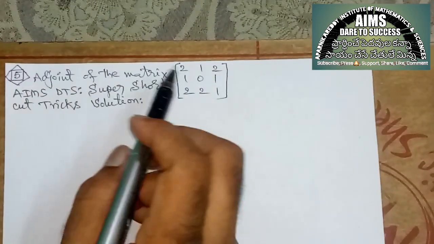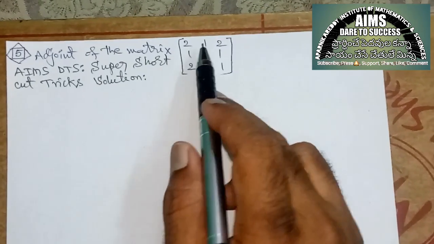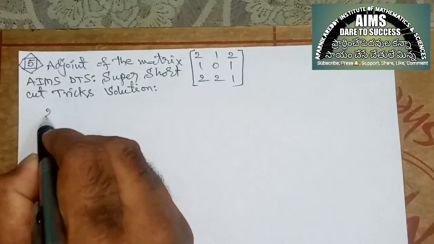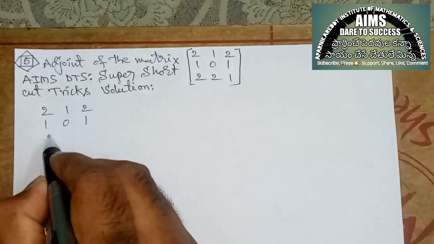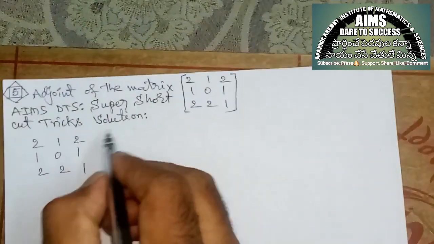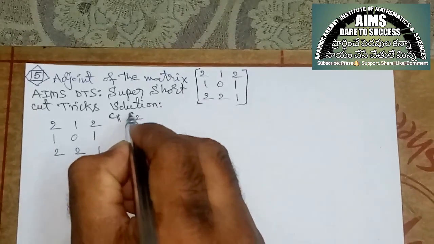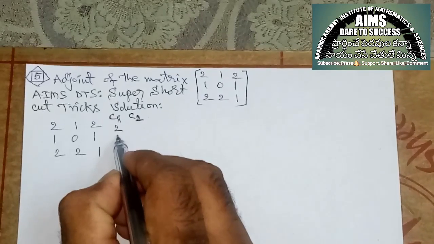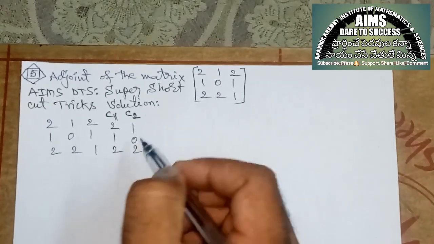My dear friends, one more question. How to find the adjoint of the matrix 2 1 2, 1 0 1, 2 2 1. I want to write it as it is: 2 1 2 1 0 1 2 2 1. Next, you can take column 1 and column 2 as it is. From this matrix, column 1 is 2 1 2, column 2 is 1 0 2.